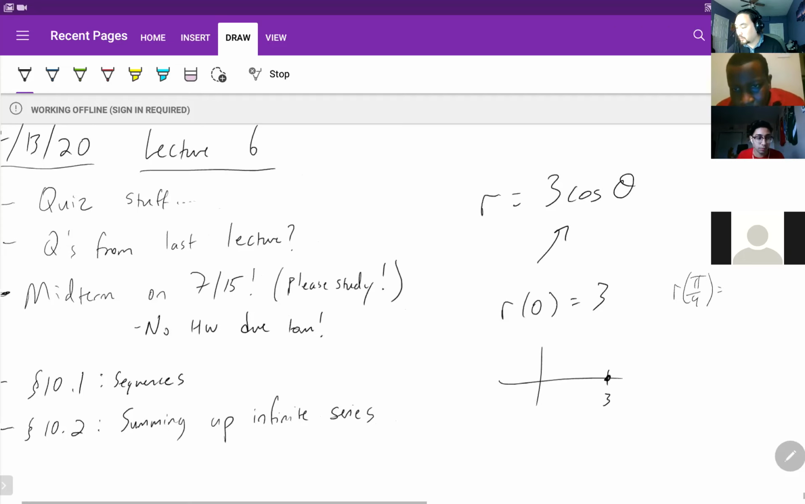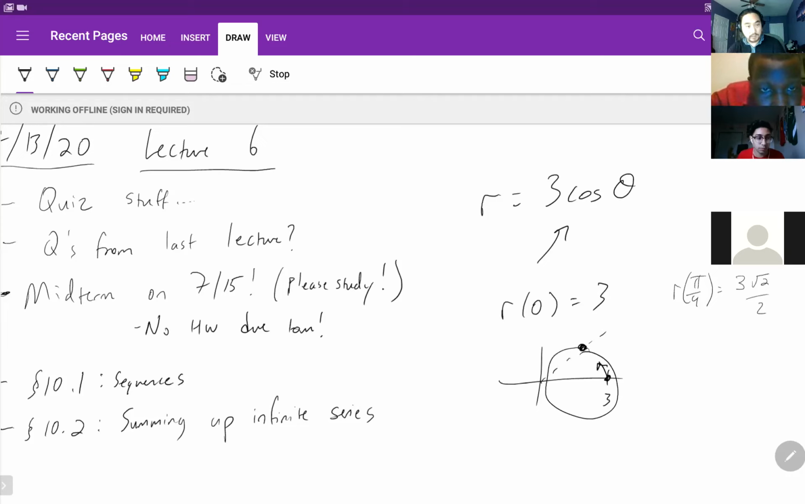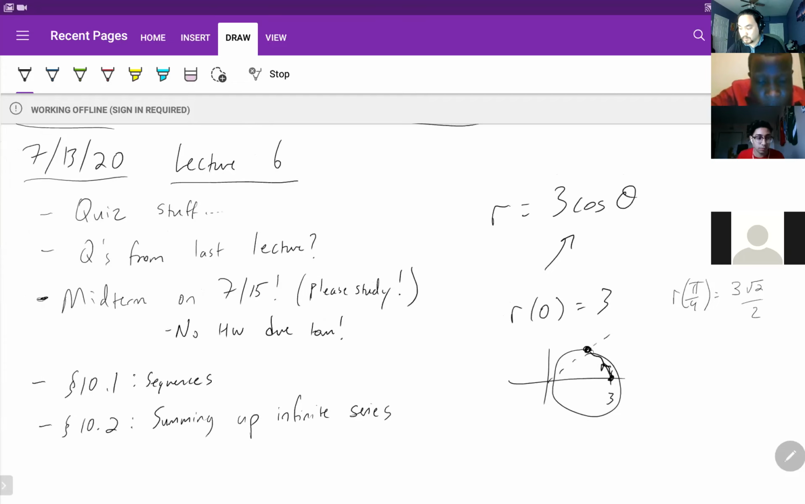So it would be cosine of pi over 4, which is square root of 2 over 2. So 3 root 2 over 2. Root 2 over 2 is about 1.4, so times 3, it's about 3-ish. So we know that at pi over 4 the radial length is about 3-ish, and that just means it's going in this direction. If I were to give you the picture, it looks like this, so that should tell you that you are going in this direction. I hope that answered your question, Joy.